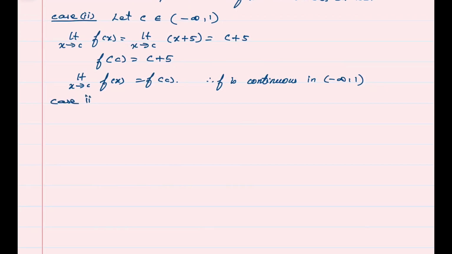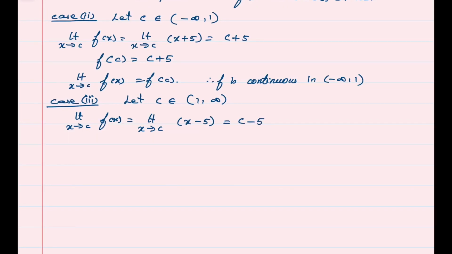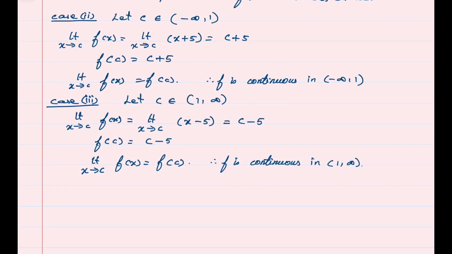Case 3. Let c belong to 1 to infinity. Limit x tending to c of f of x is equal to limit x tending to c of, here c values are all more than 1. We will use the greater than 1 definition, which is x minus 5. By substituting the limit value, we get c minus 5. F of c is also c minus 5. Limit x tending to c of f of x is equal to f of c. Therefore, f is continuous in the open interval 1 to infinity. So, the only point of discontinuity is x equal to 1. Therefore, f is not continuous at x equal to 1.